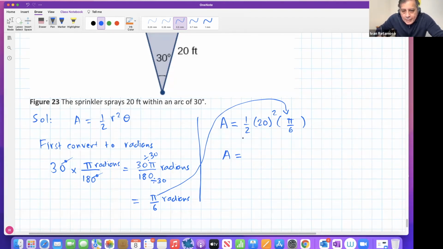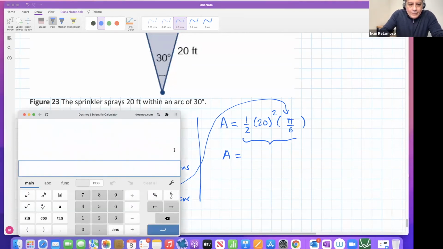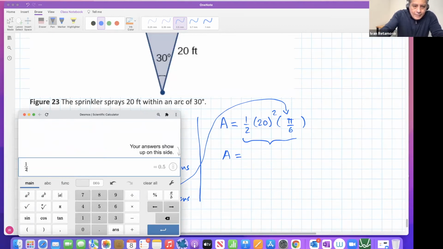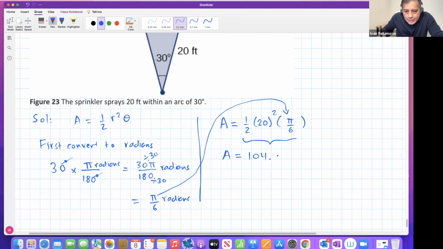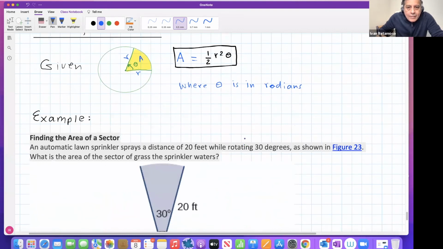So now, putting all this in the calculator, what are we gonna get? Well, let's see. We have 1/2 times parentheses 20 squared times pi over six. Pi is always available in any calculator. Close parentheses. I get 104.719, rounded to two decimal places, 104.72. I'm measuring area now, right? So this should come out in square feet. Very good, guys. That's how you apply this nice formula, area 1/2 r squared times theta.